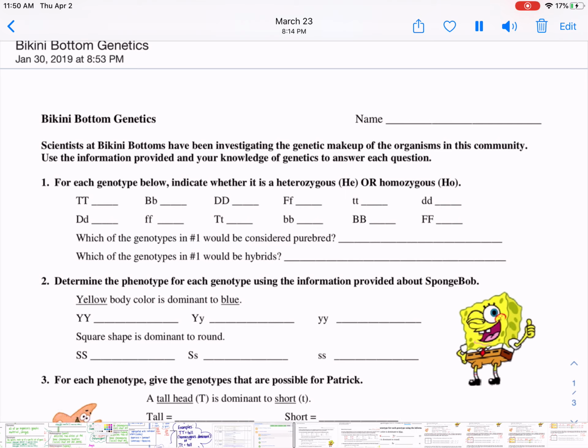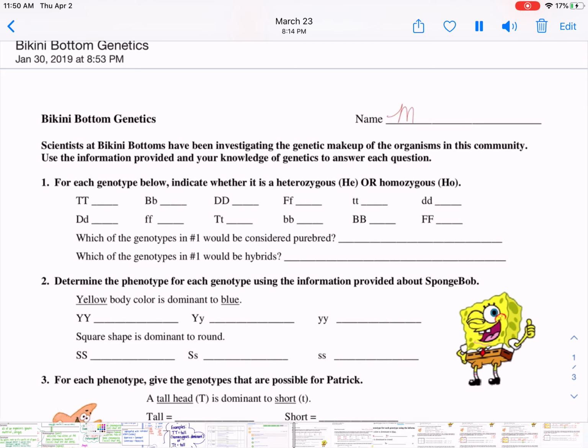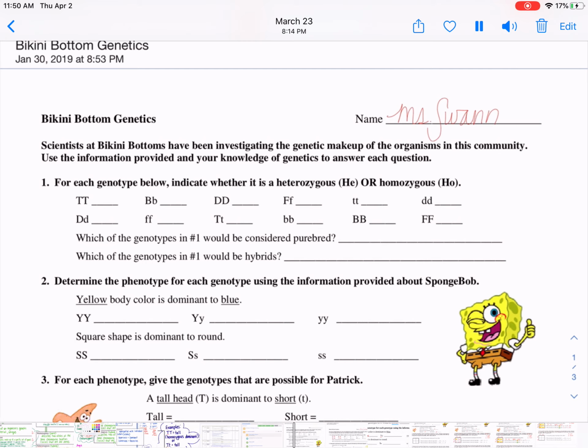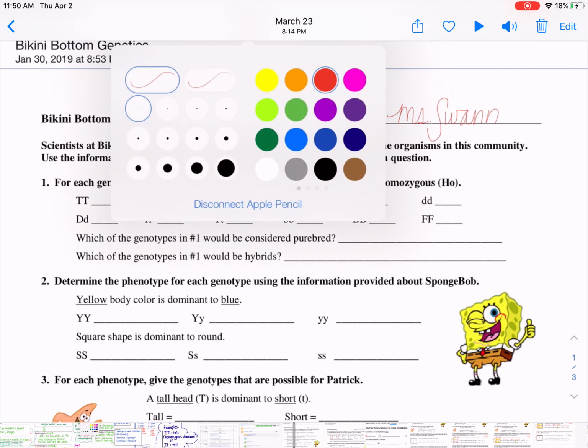If you read your directions, it tells you basically we're looking at the genetic makeup of organisms in this community. Everybody knows SpongeBob and Patrick and Squidward and Mr. Krabs, but put your name on your paper, and then for each genotype in number 1, you're going to tell me whether it's heterozygous, H-E, or homozygous, H-O. Pause. Please don't butcher that word.